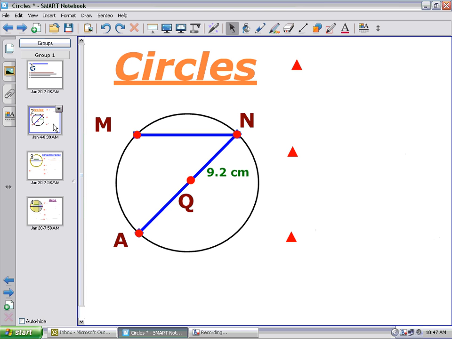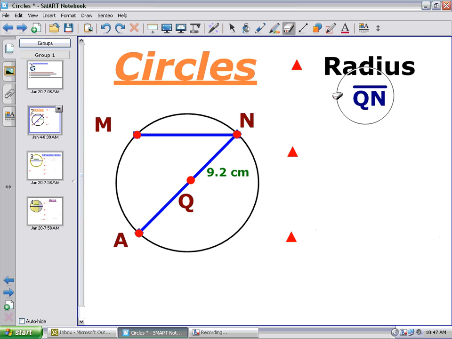The first of these line segments I want to talk about is this: anytime in math you take the point in the center to any point on the circle, what you end up having is the radius. By definition, the radius is the halfway distance of a circle. The example I'm using here is from point Q to point N. Notice it has a measure or value of 9.2 centimeters.